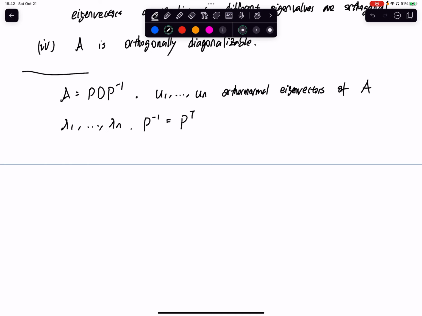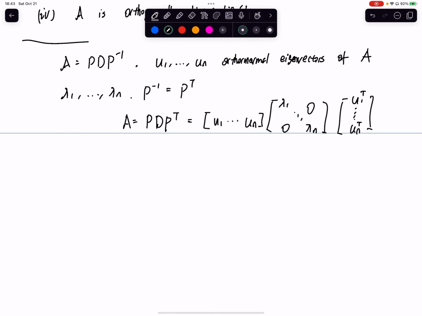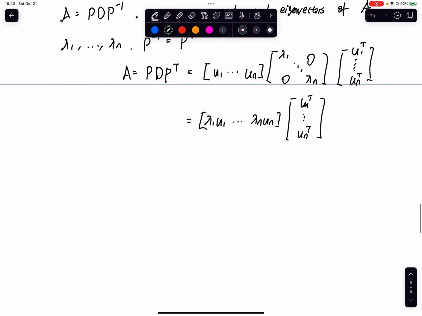So we have that A equals P D P transpose, equals [u1 ... un] times D, where D has lambda 1 to lambda n on the diagonal with all the remaining entries 0, times [u1 ... un] transposed. That gives us [lambda 1 u1 ... lambda n un] times [u1 transpose ... un transpose]. Using the column-row expansion of the product, A equals lambda 1 u1 u1 transpose plus all the way down to lambda n un un transpose.